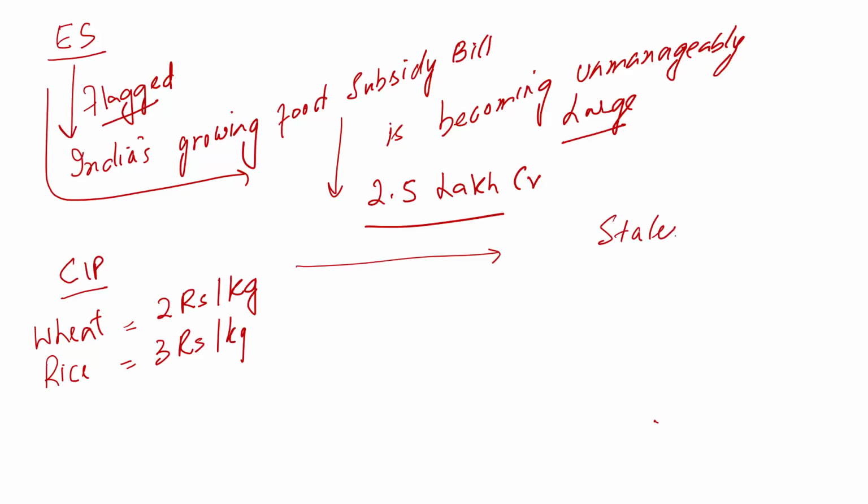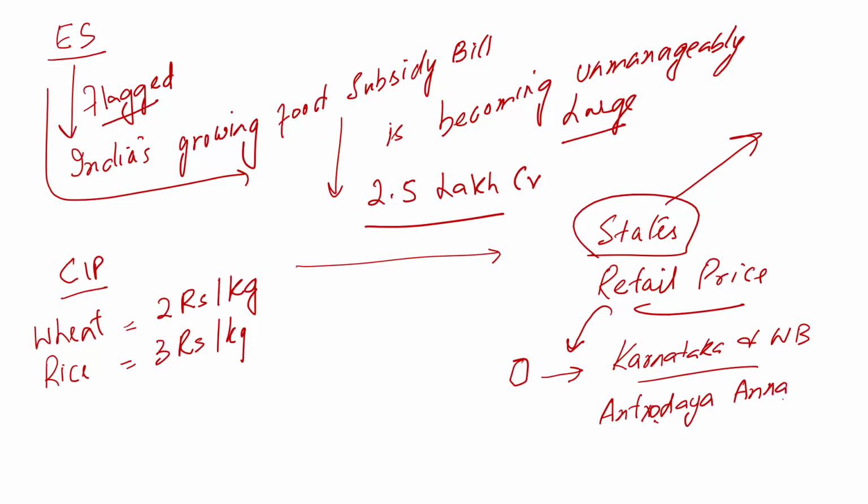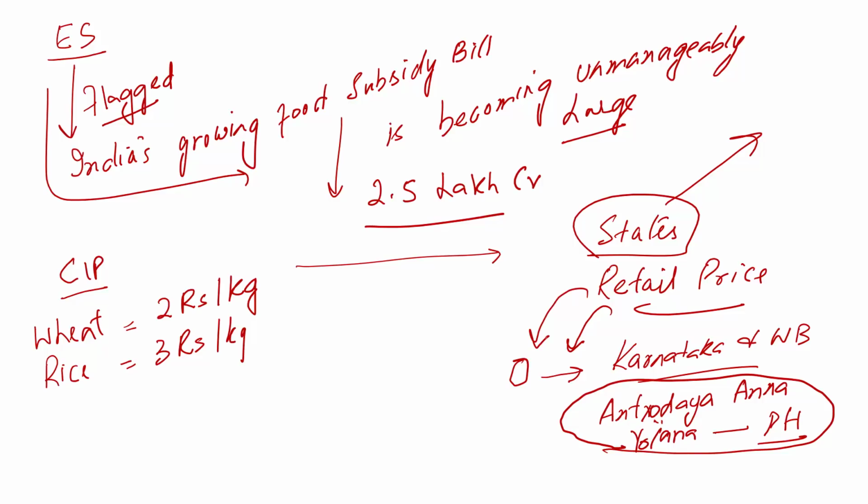Then we have these states. These states then supply these food grains. There is something called the retail price, that means the price at which these food grains are then given by the state government. The retail price is zero in Karnataka and West Bengal, for all those beneficiaries who hold Antyodaya Anna Yojana ration cards, or who belong to priority households. That means it is given free of cost.